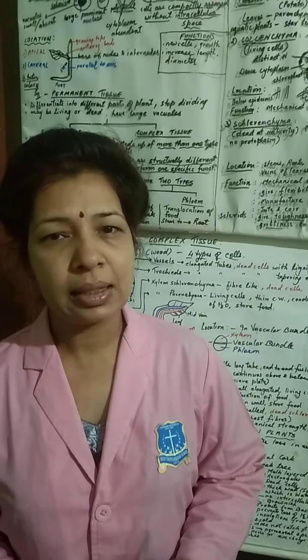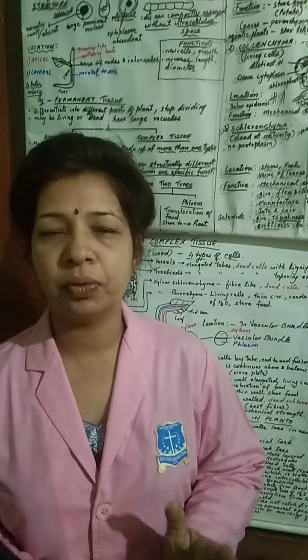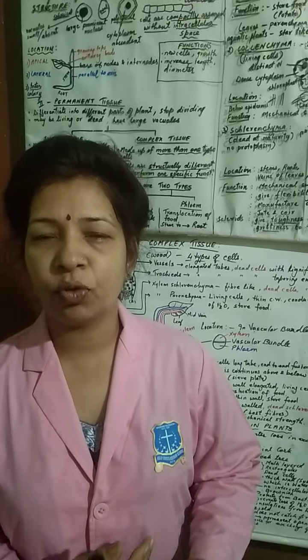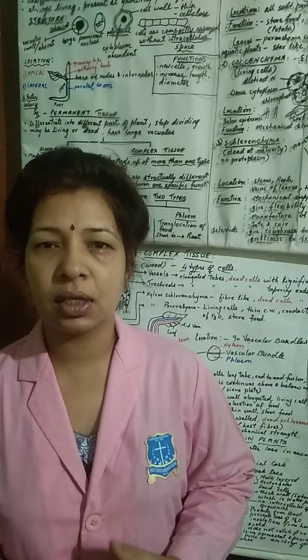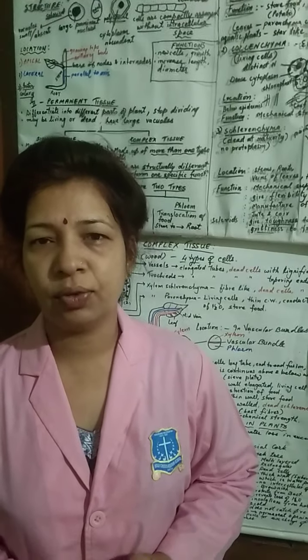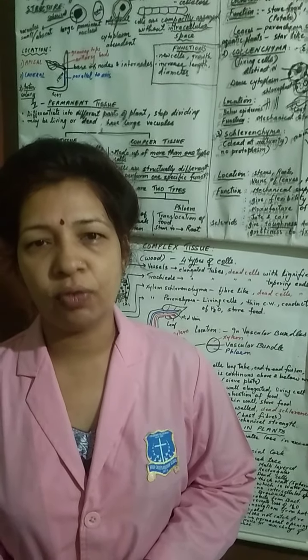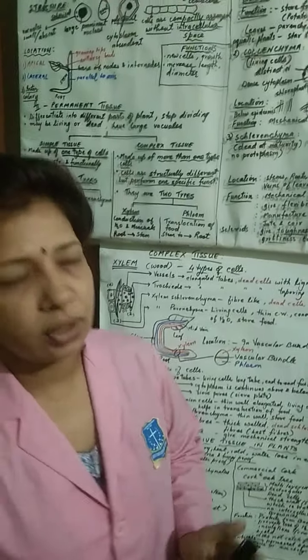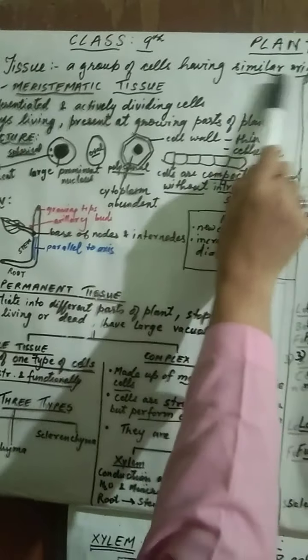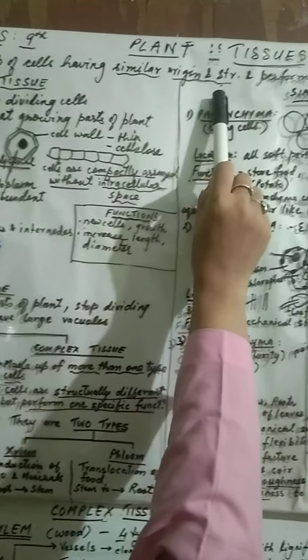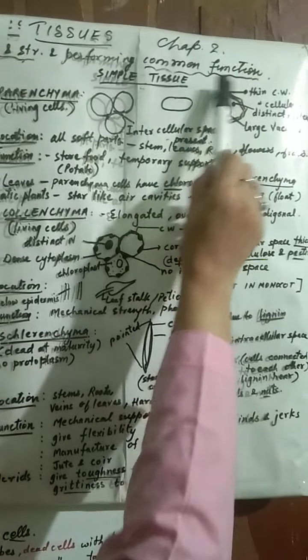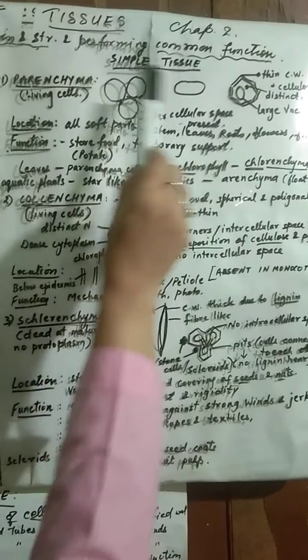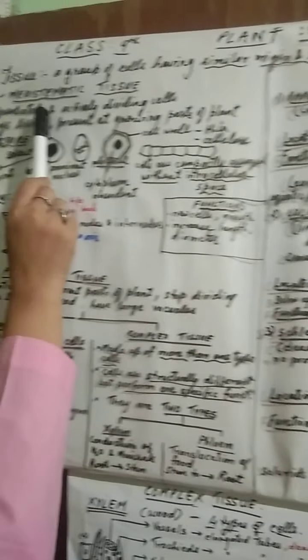So tissue is nothing but when a group of cells start performing one function, that particular group of cells is known as tissue. But scientifically, let us see the definition of tissue. Tissue is a group of cells having similar origin and structure and performing common function is called a tissue. How many types of tissues are there in plants?